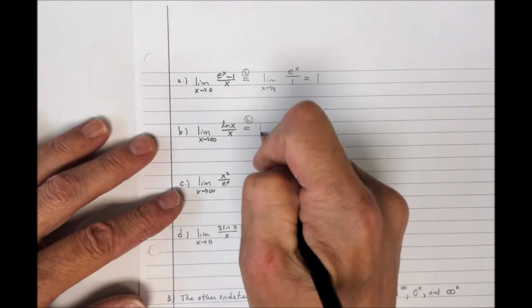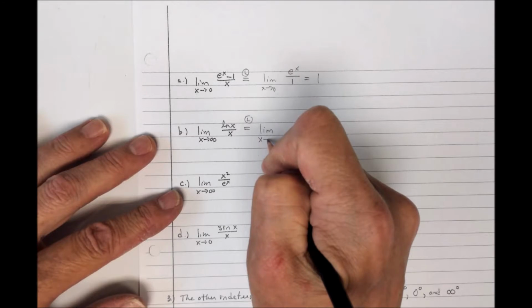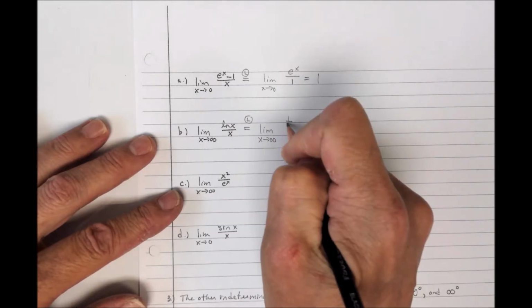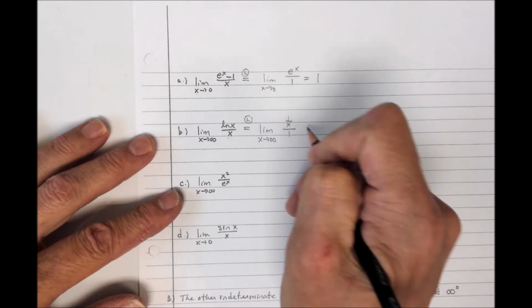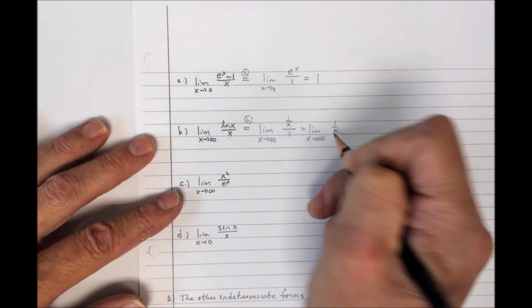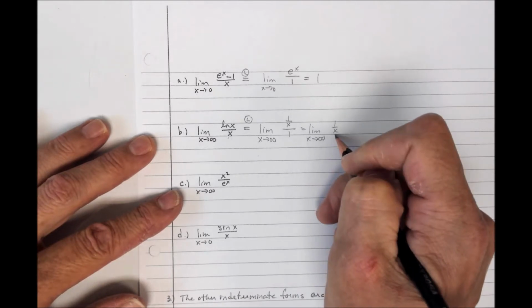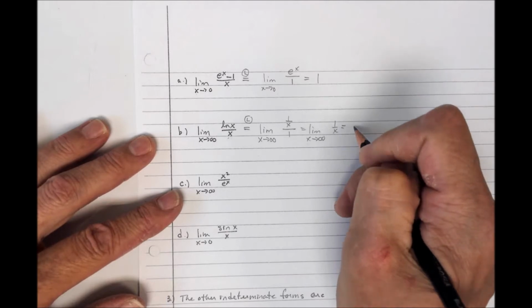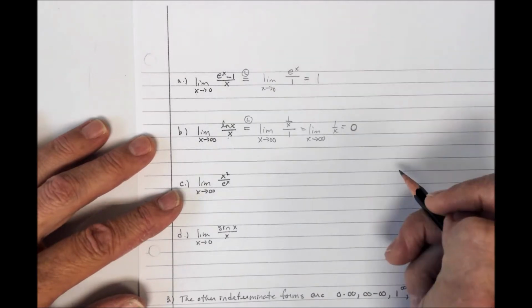And I get the limit as x goes to infinity of, well, the derivative of the natural log of x is 1 over x, and the derivative of x is 1. So I have the limit as x goes to infinity of 1 over x. Well, as x goes to infinity, my denominator is getting bigger and bigger without bound, so this is going to be 1 over really big, which approaches 0, and so the limit is 0.